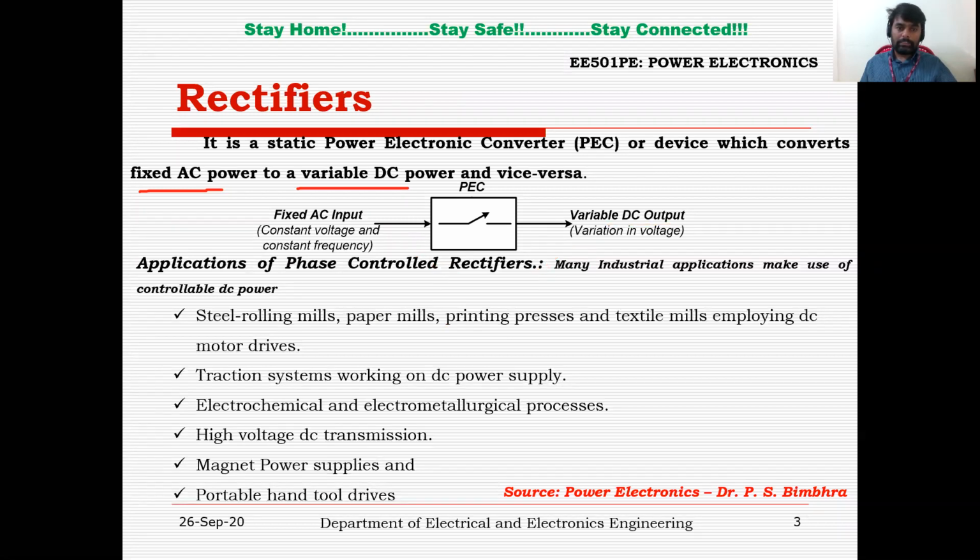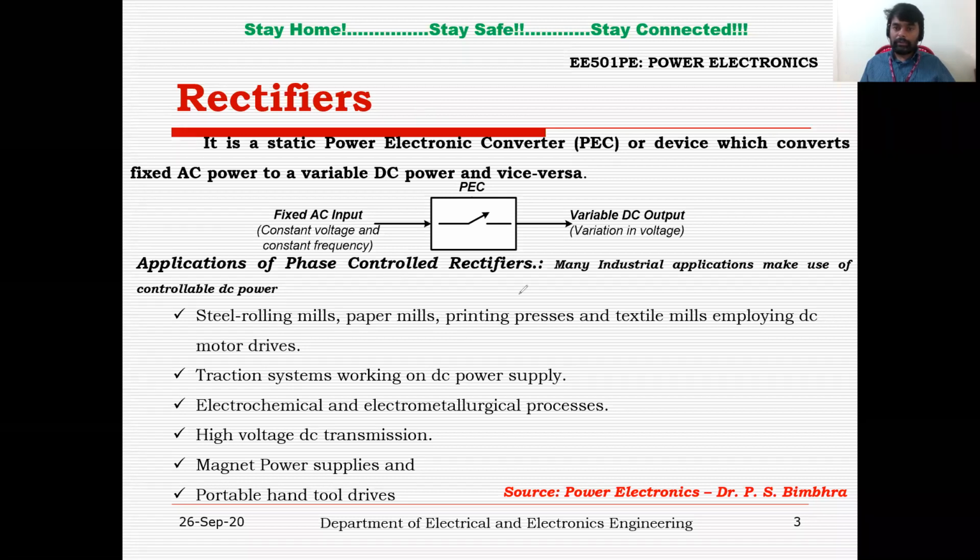And these are a few applications of the phase control rectifier. Nowadays, many industries are using controllable DC power, like steel mills, rolling mills, paper mills, printing presses, and textile mills. These use DC motor drives where you can use the phase control rectifier. In traction systems also we can use the DC series motor, and in order to control the DC series motor, we are going to use the phase control rectifier.